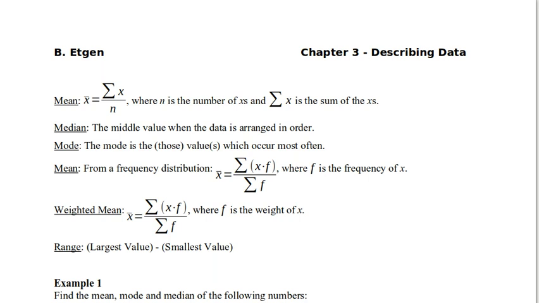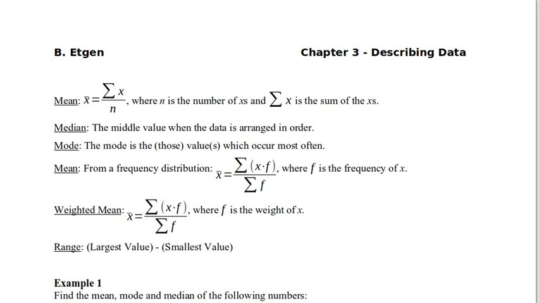The mean from a frequency distribution means that we have to multiply those x's times their frequencies f. I put that in parentheses. You don't have to put it in parentheses. That multiplication happens before the sum. Remember, that's part of the order of operations, over the sum of the frequencies.